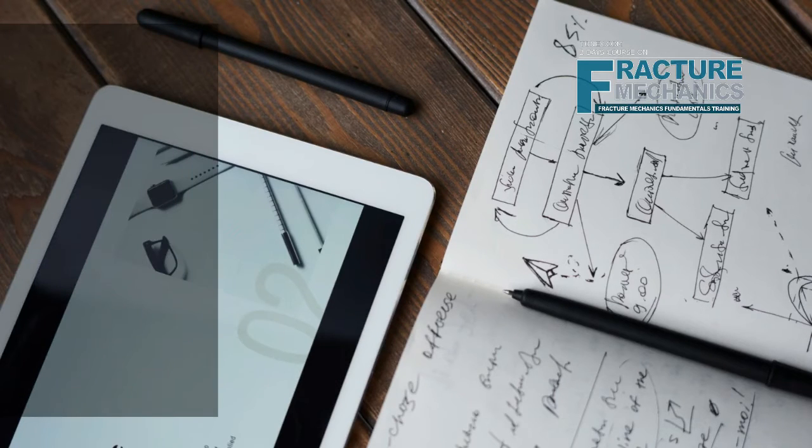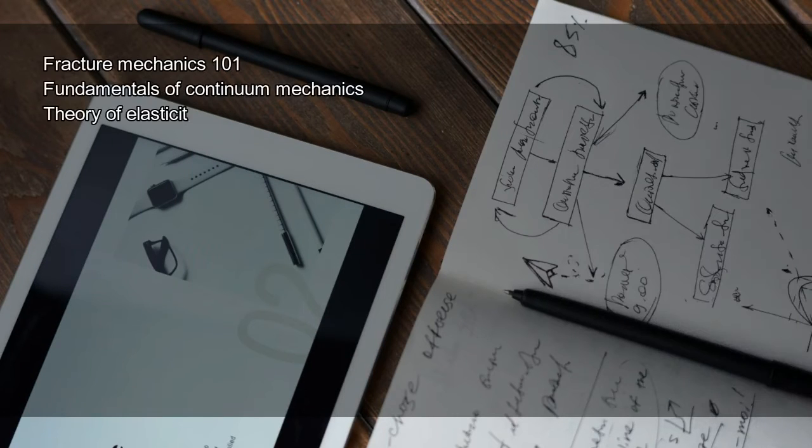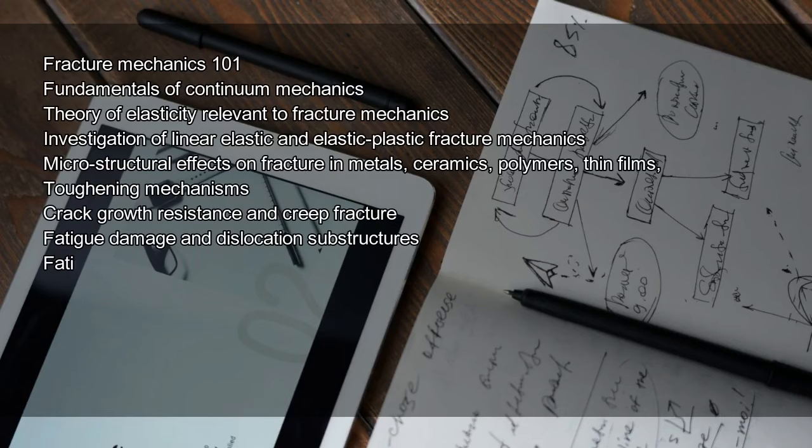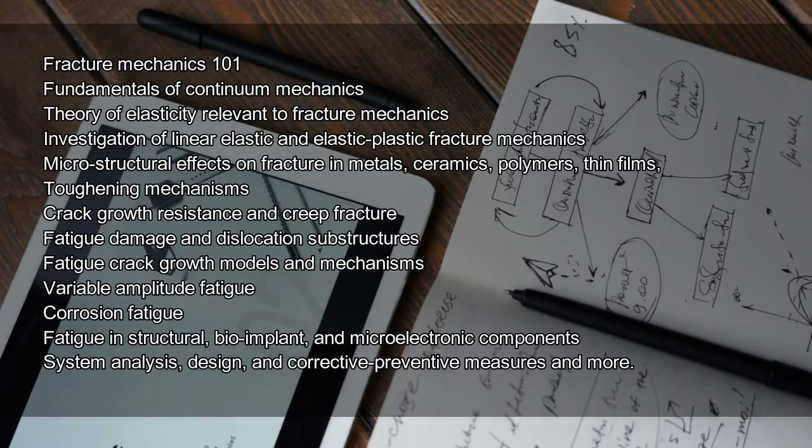Learn about Fracture Mechanics 101. Fundamentals of Continuum Mechanics. Theory of elasticity relevant to fracture mechanics. Investigation of linear elastic and elastic plastic fracture mechanics. Microstructural effects on fracture in metals, ceramics, polymers, thin films, biological materials and composites.